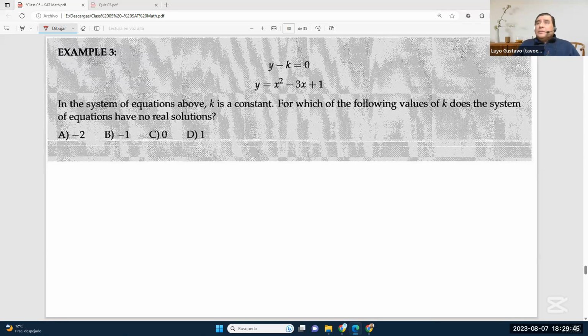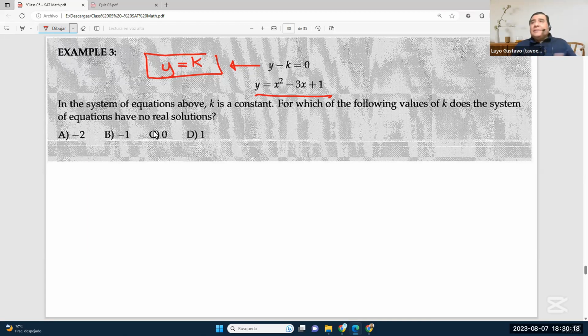So what can we do here? Notice that if you change the form of this equation a little bit, it's this one, which means a horizontal line. So they're asking you what is the case in which this parabola, the equation below, and this horizontal line don't touch at all, don't intersect at all. That would be having no real solutions.